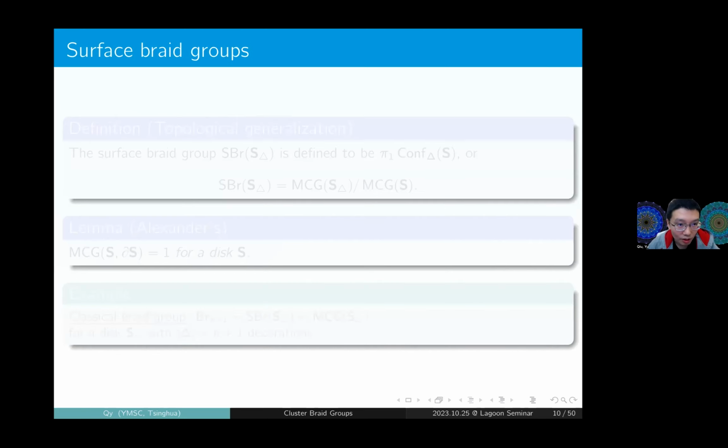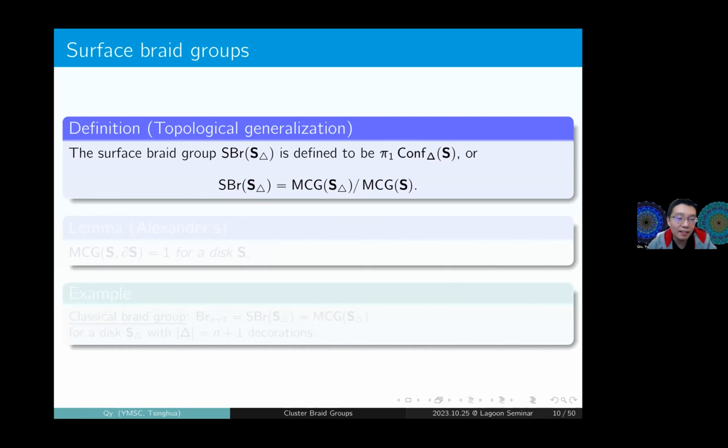Anyway, so the topological realization of the braid group is known as the surface braid group. So it is just taking the pi 1 of the configuration space, but now you can take any topological space. So you can have genus, you can have boundary components.